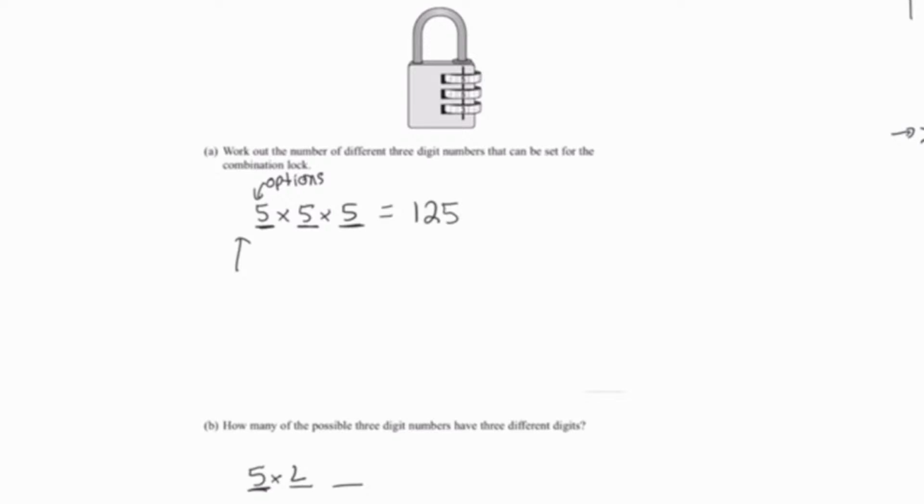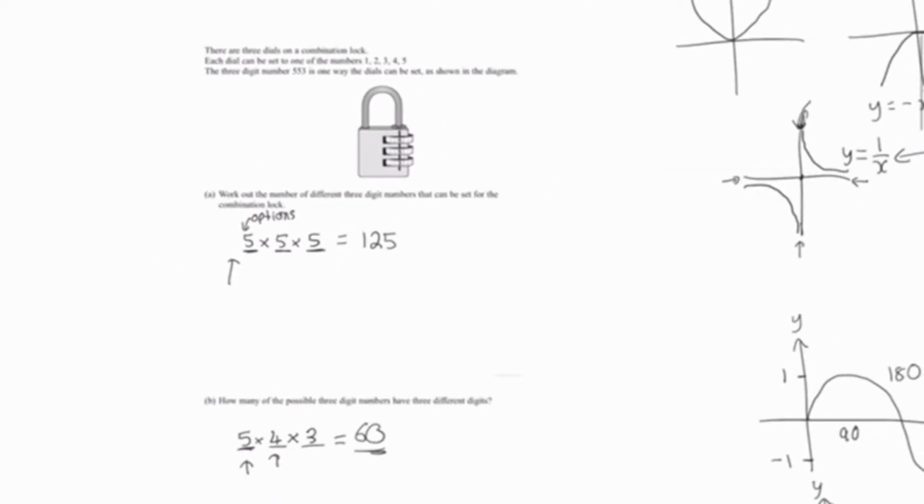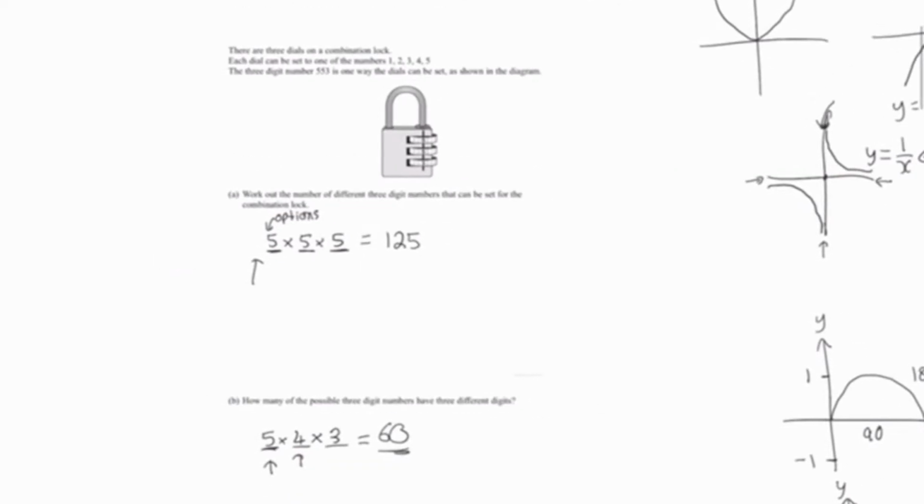So now we have 5 times 4, and then for the third option we can't use what we used here or here, so we're left with 3 options. So we do 5 times 4 times 3, which is going to be equal to 60, and that will be your final answer for that one. So that's this question done. Let's move on to the next one.